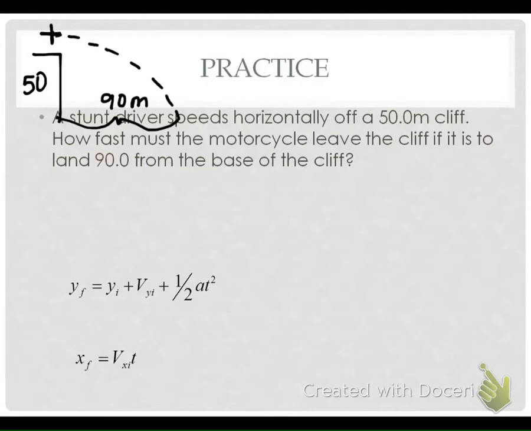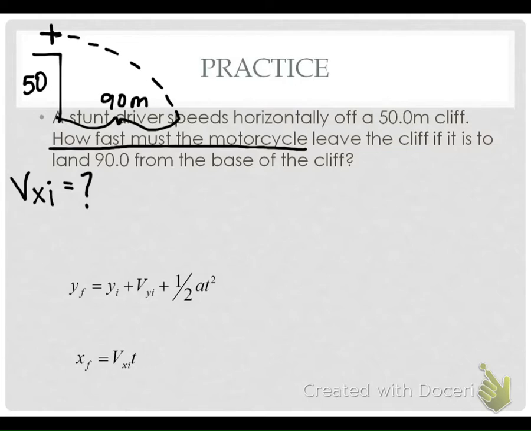Alright, so a stunt driver speeds horizontally off a 50-meter cliff. We want to figure out how fast he must be going. If we want to find out how fast the motorcycle must be traveling, what variable should we be solving for? We're going to be solving for a velocity. What type of velocity? When he leaves the cliff? Initial. Is it going to be vertical or horizontal? Horizontal. Good, horizontal. So we want to find out what speed he has to be going when he's leaving the cliff to make it 90 meters away.